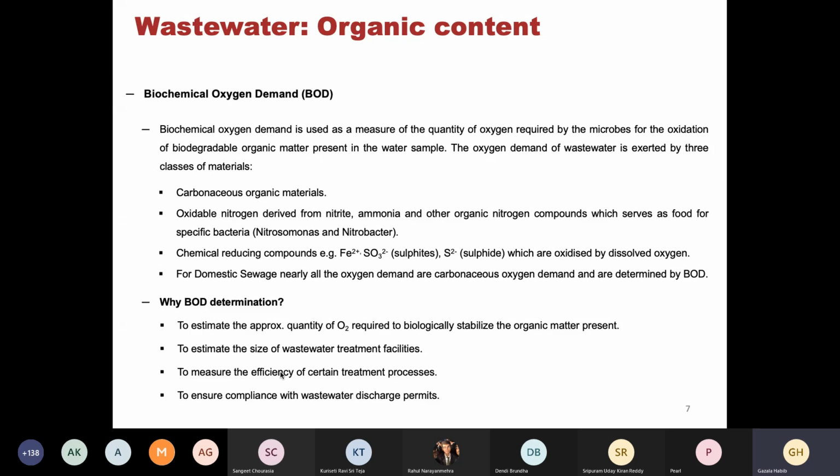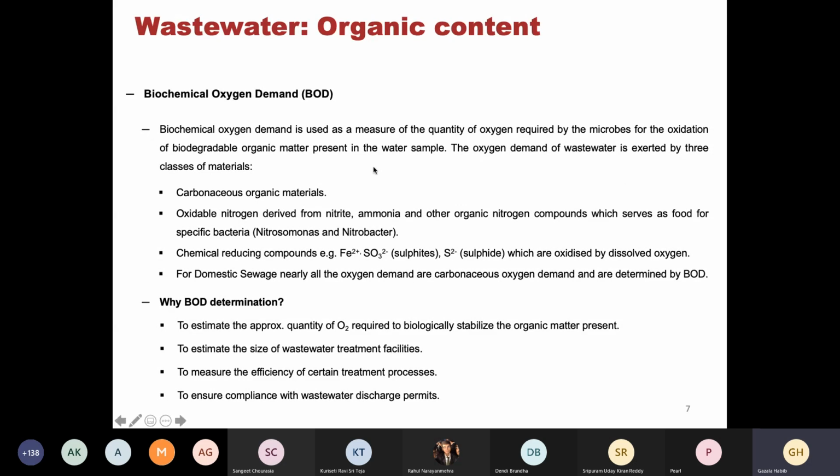In this test, what we do is we dilute the sample. I will explain it in the next one. Let me just go through these points. Biochemical oxygen demand is used as a measure of the quantity of oxygen required by the microbes for the oxidation of biodegradable organic matter. As I told you, the organic matter which is consumed by aerobic bacteria, any biodegradable organic matter, is converted into harmless compounds.